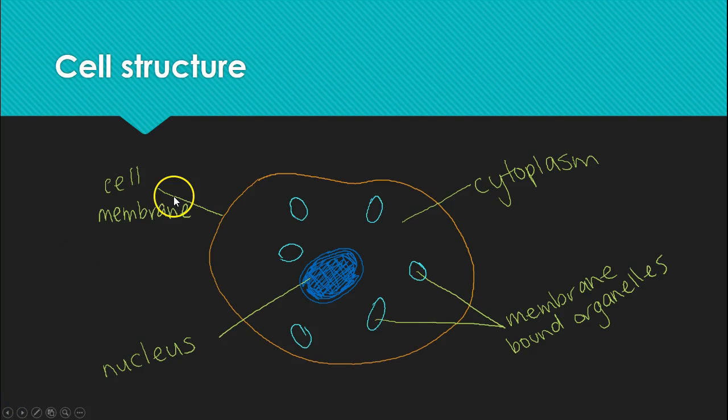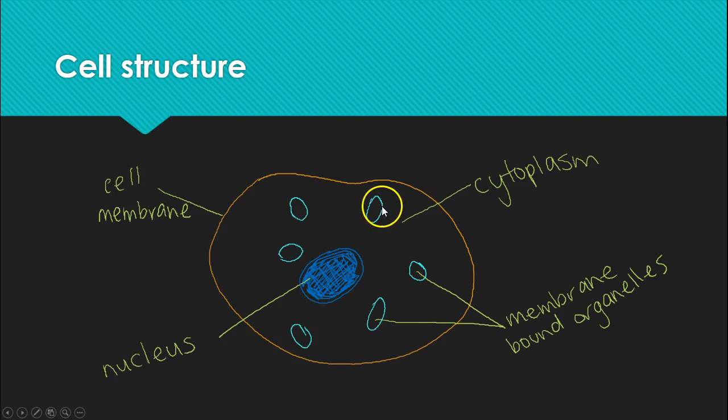So if we have a look at an example of a cell, a cell structure, we have four main components. We have the cell membrane. Now the cell membrane encloses the fluid inside a cell. Now this fluid is called the cytoplasm, and it's made up mostly of water, but does have some proteins in it as well. Now we have the nucleus, which contains the DNA, which is really important because it controls the overall function of the cell.